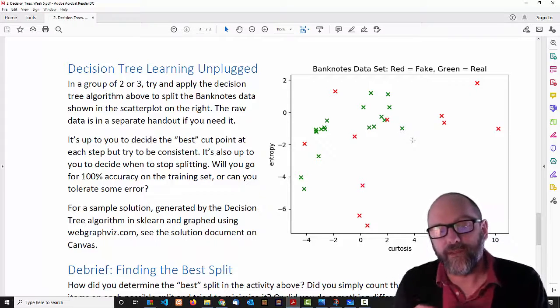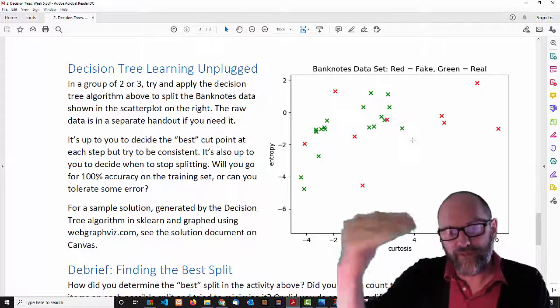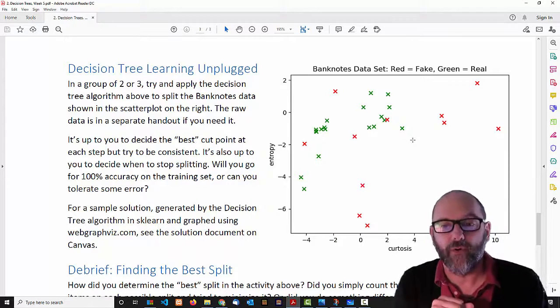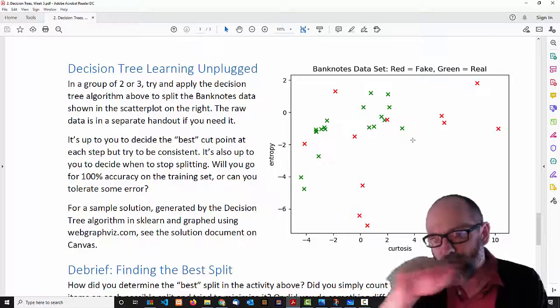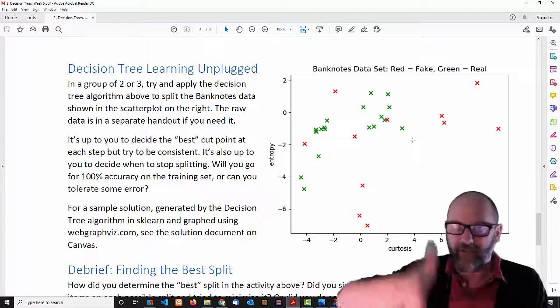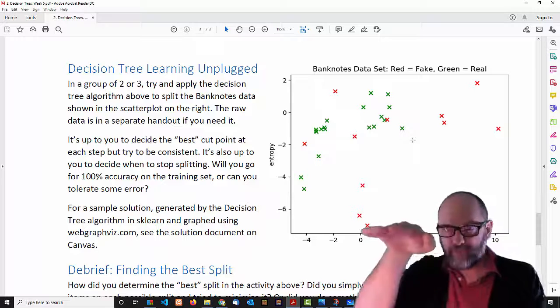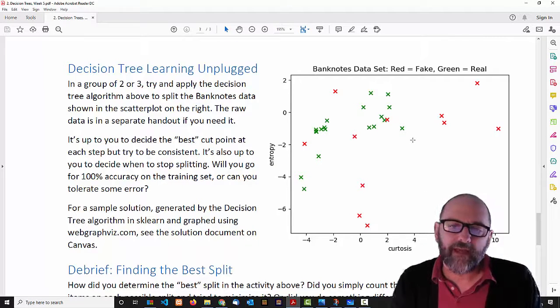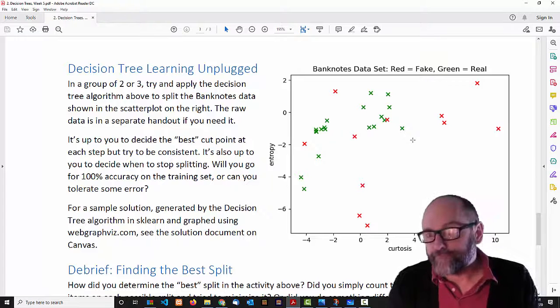So I want you to think about what does the best split look like? Do you have a rule of thumb that you're using, or are you just eyeballing it? Or can you come up with some rule of thumb about why this split is better than that split, for example, or why this split is better than this split? Come up with some reason to believe that. Maybe even write it down.